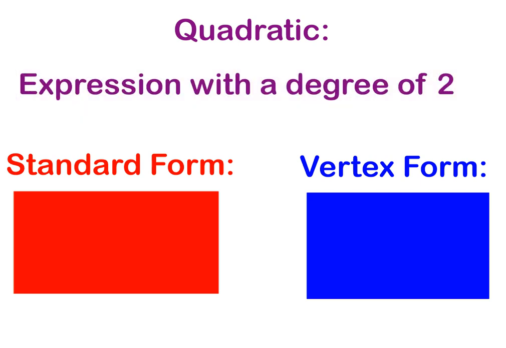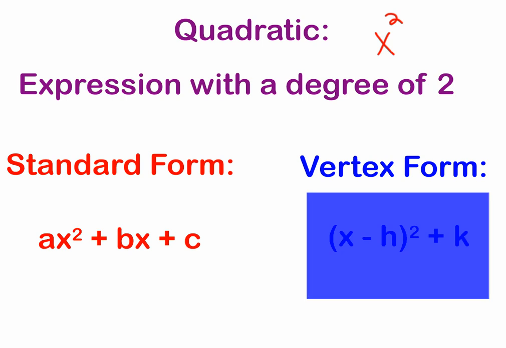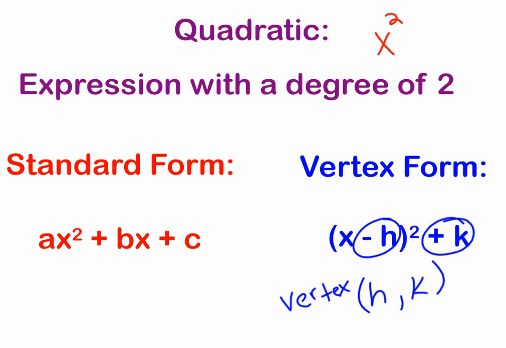So the first thing we want to remind ourselves is that a quadratic is an expression with a degree of 2. Remember, degree means highest exponent, so we're talking highest exponent is squared. Standard form we know as ax squared plus bx plus c. Vertex form is parentheses x minus h parentheses squared plus k. The reason this is known as vertex form is because the vertex can be found by doing the opposite of h and keeping k. And that would be the vertex of your quadratic.